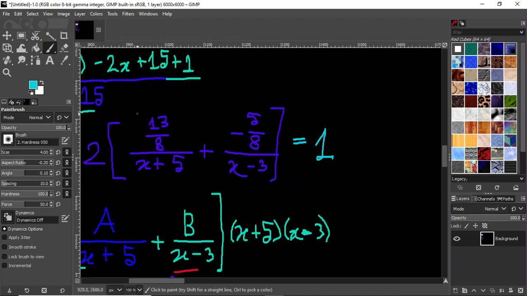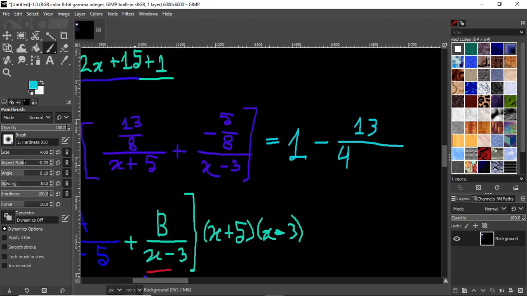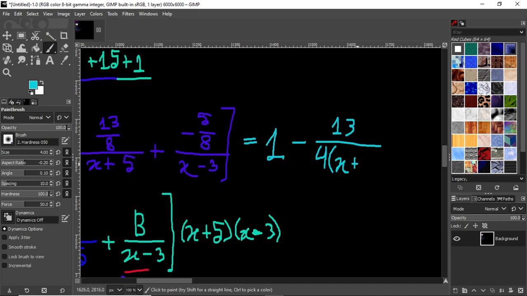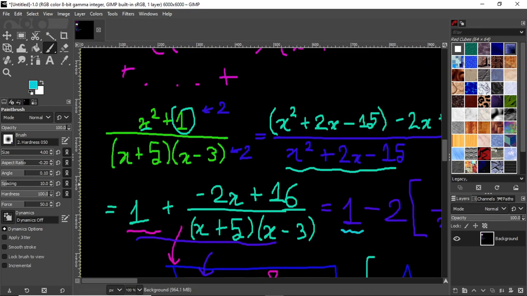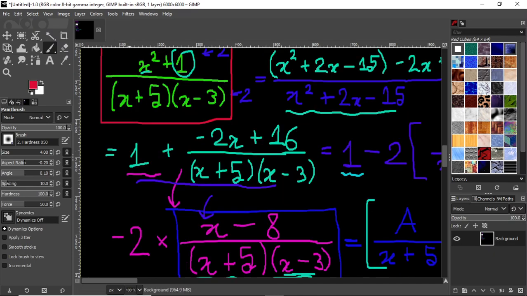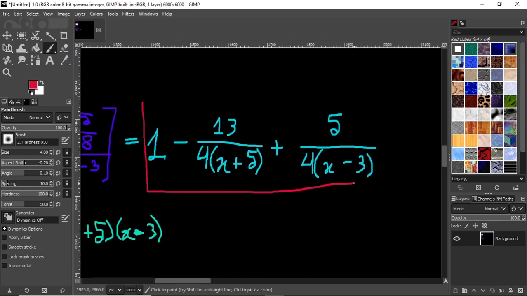This is going to be minus 2 into 13, okay, so we get minus 13 by 4 times (x plus 5), plus 5 by 4, plus 5 by 4 times (x minus 3), okay. So voila, we broke down this large fraction into this much simpler form, okay, this much simpler form.